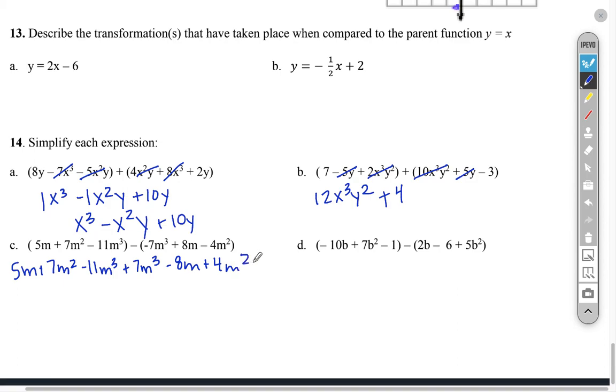So first things first, let's start with our cubed. We have 7m cubed and negative 11m cubed. So negative 11 plus 7 is going to give us negative 4m cubed. Next, we'll move on to squared. We have 7m squared and 4m squared. It's going to be 11m squared. Now we've got 5m minus 8m. It's going to be negative 3m.